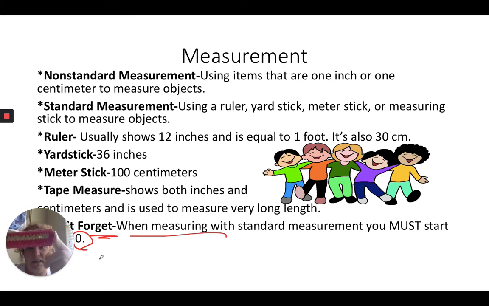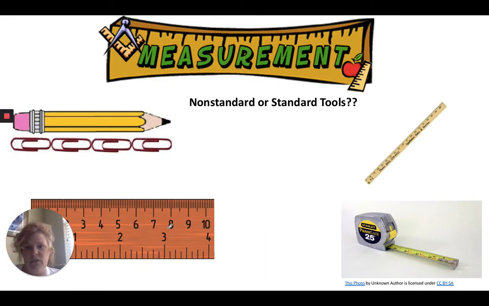You can't start at the end of the ruler. You have to start at 0. And it's tricky sometimes, because sometimes rulers will start at the end and it will say 0, and that will be the end. But in this case, see how it's moved over some and it starts at 0. So that's one of the most important things: you always have to start at 0.